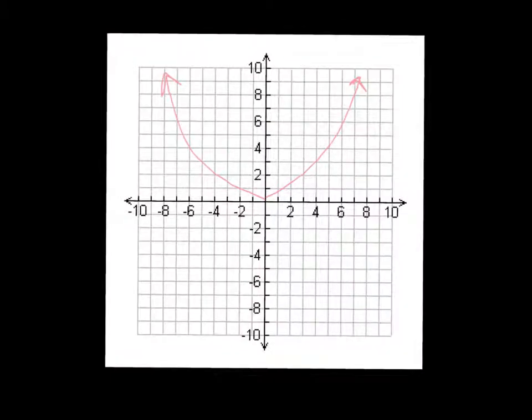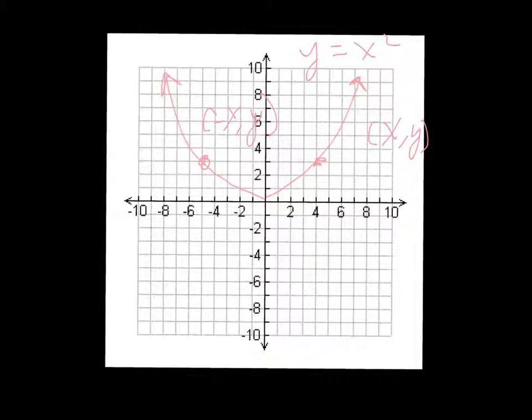So if this is the graph of y equals x squared, and you have this point here, you're also going to have the corresponding point over here. So this is x, y and this is negative x, y. So that's an even function. Basically, it's just y-axis symmetry.